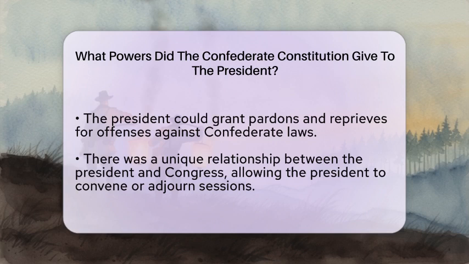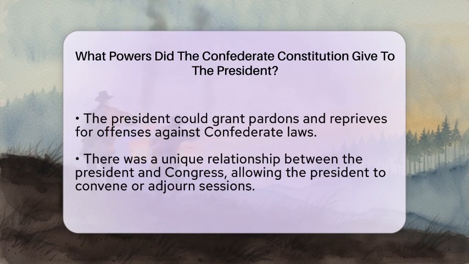The President also had a unique relationship with Congress. They could convene special sessions of Congress or adjourn either house under extraordinary circumstances. This power ensured that the President could act swiftly when needed.